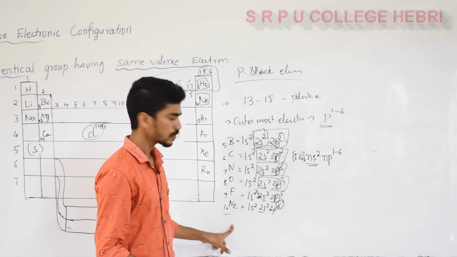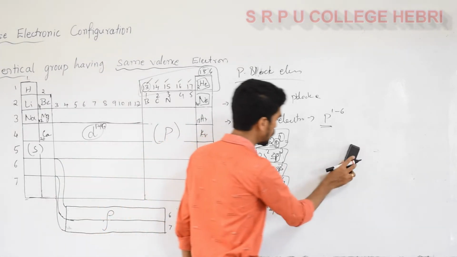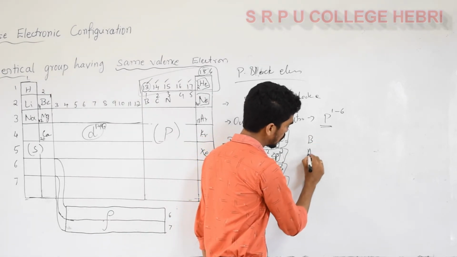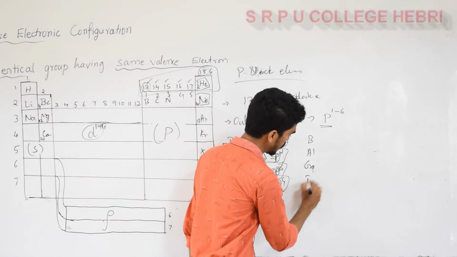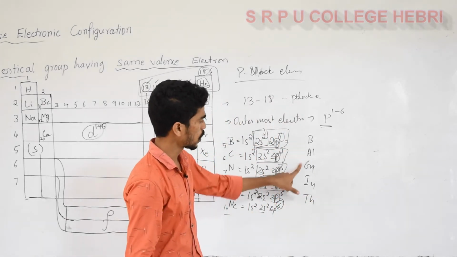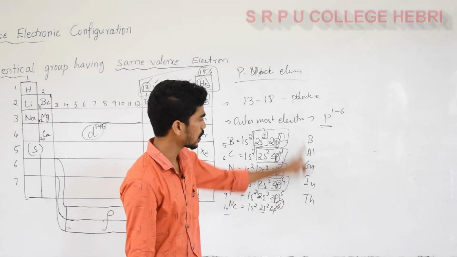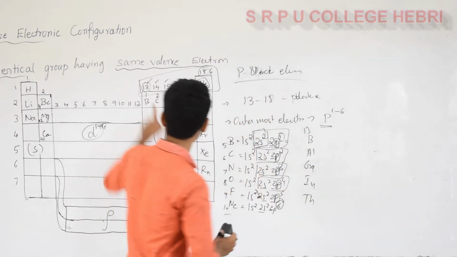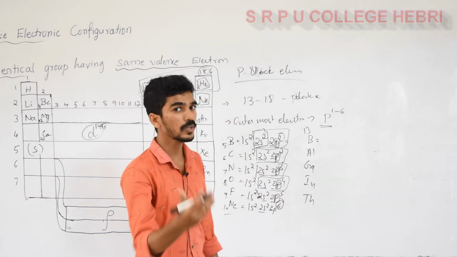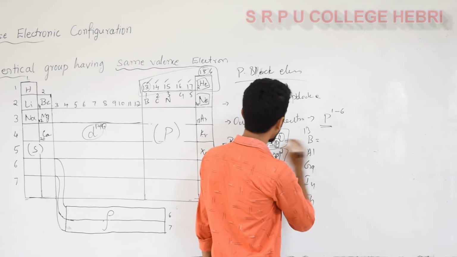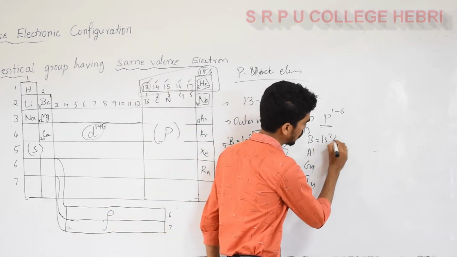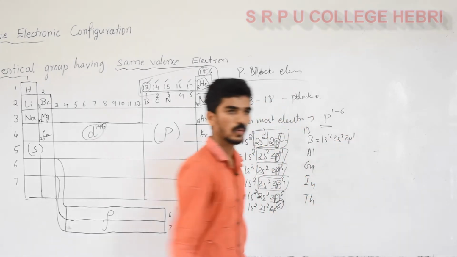Now I took only one period element. If you consider group wise, here boron, aluminium, gallium, indium and thallium. These all come in the 13 group. Entire 13 group has the same outer electronic configuration. What is that? Here boron, I already wrote 1s2 2s2 2p1, only one electron.